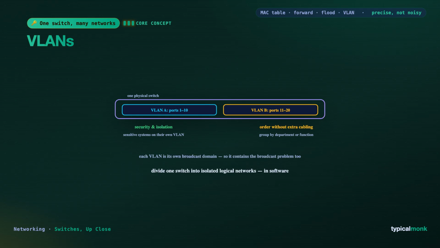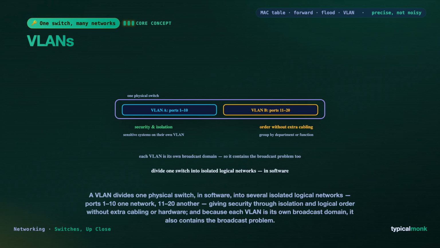VLANs also help with the broadcast problem we raised earlier, because each VLAN is its own broadcast domain. Splitting a big network into VLANs contains broadcasts within each group instead of flooding the whole thing. It is a beautiful example of the theme of this class: a switch is not a dumb box but a smart, configurable device that shapes how your local network behaves. Master the switch, and you control the heart of the LAN.